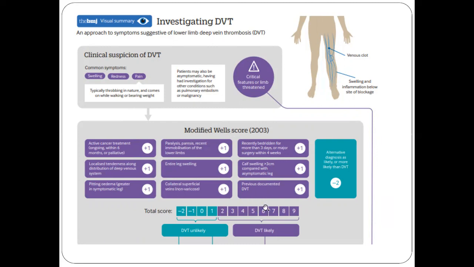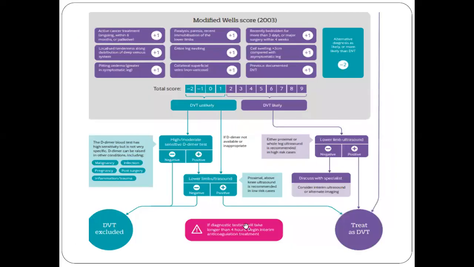If the total score is -2 to 1, the DVT chances are very unlikely. And if the score is between 2 to 9, the chances of DVT are very likely. In patients with DVT unlikely, we go with a high or moderate sensitivity D-dimer test, and if the test is negative, DVT is excluded. If the test is positive, then lower limb ultrasound is done, and if it's negative, DVT is excluded. And if it comes positive, then treat it as DVT.